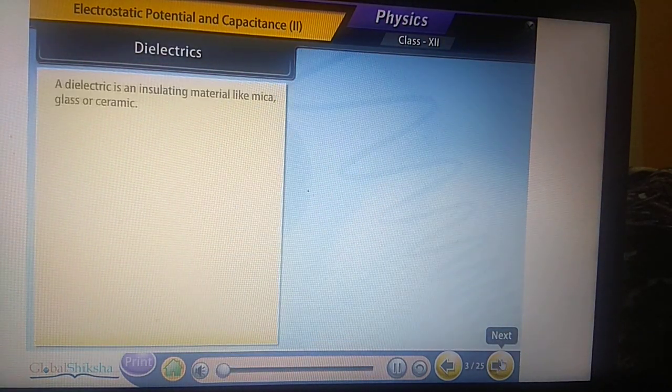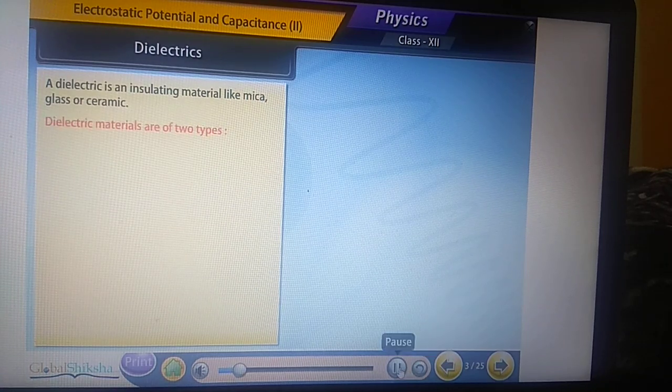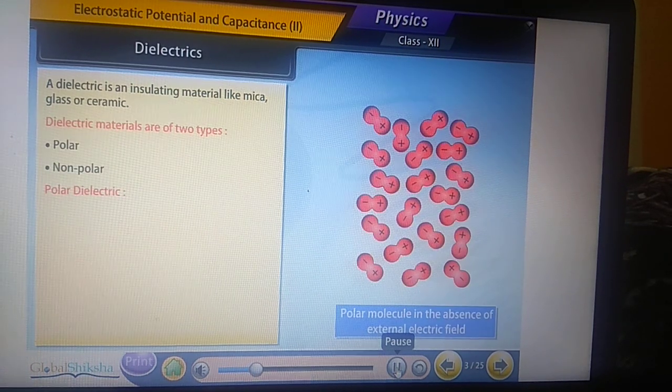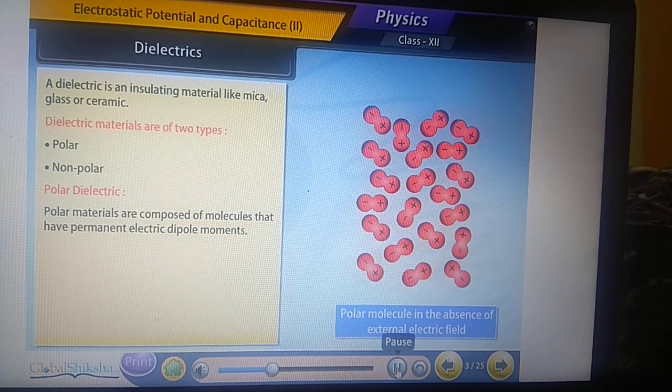Dielectrics. A dielectric is an insulating material like mica, glass, or ceramic. Dielectric materials are of two types, polar and non-polar. Polar dielectric. Polar materials are composed of molecules that have permanent electric dipole moments.